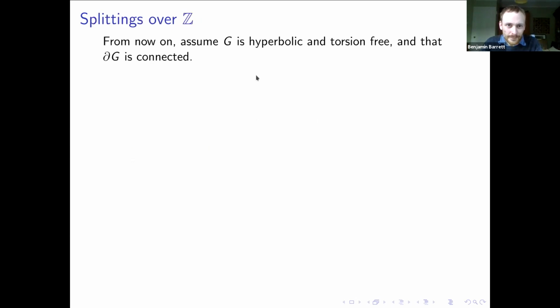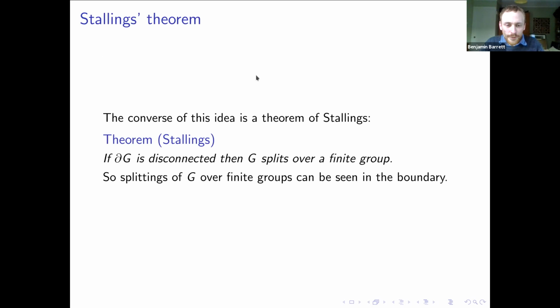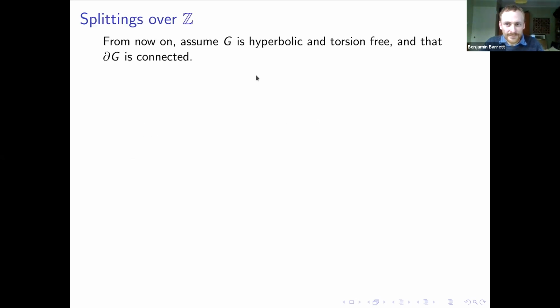Okay, so we're going to move on and now say a bit about splittings over Z. If we feel we've dealt with splittings over finite groups, the next simplest group is the infinite cyclic group. So splittings over that are what we're going to talk about next. And this is the Bowditch theorem that was in the title of my talk.